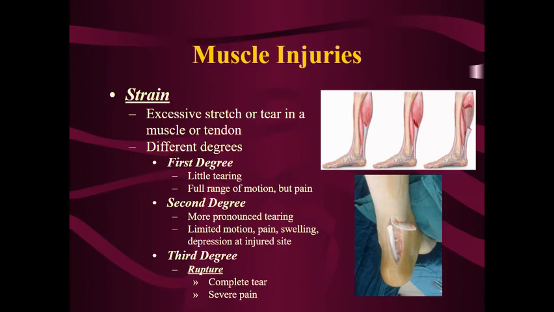Second degree will be more pronounced tearing, so the tearing will be a little more severe. This will start to limit the motion that the muscle is able to perform. Pain, swelling. There can even be some depression at the injured site because of the more extensive tearing. And third degree is considered to be a rupture, where you have a complete tear in a muscle or a complete tear through the tendon, and that's going to cause severe pain. And obviously then reduce the range of motion of that muscle or completely impair that muscle from performing at all.